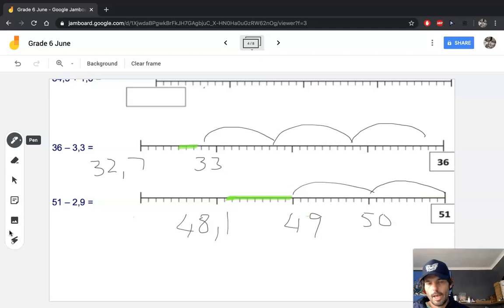Okay, so if we wanted to check that quickly, we could say what's 48,1 plus 2,9. Okay, and if we did the reverse and we went from 48,1 to 49,1 to 50,1, and then we went forward the 9 tenths, you can see that it will leave us with an answer of 51, which is where we started, and then our answer must be correct.